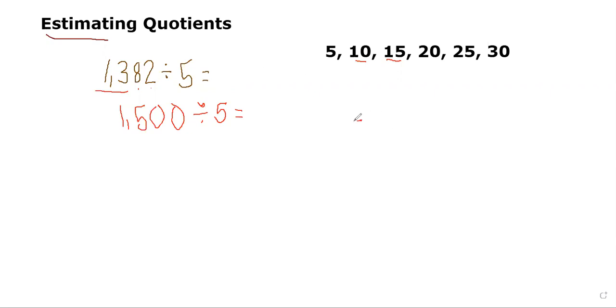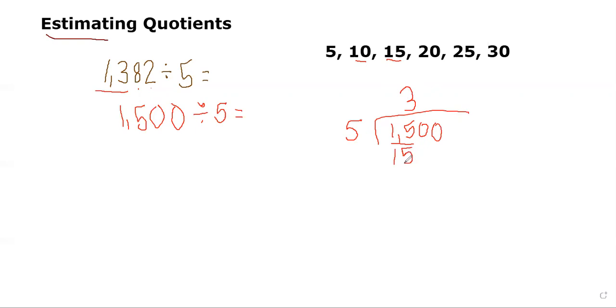Now let's divide. 5 divided into 1,500. Another reason we look at these multiples is because we don't want to have any remainders when we're estimating. There's nothing left over when you're estimating. So we want to make sure that the number we're dividing into is a multiple of your divisor, the number you're actually dividing by. So 5 goes into 15 3 times. 5 times 3 is 15.